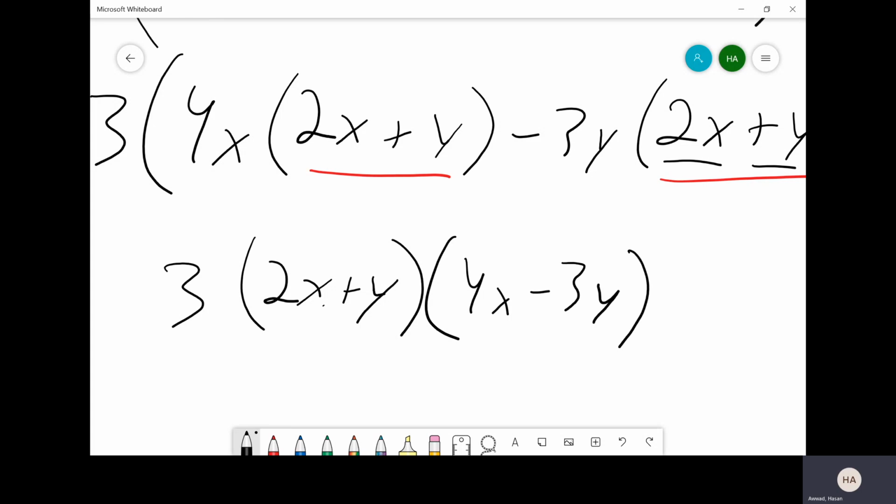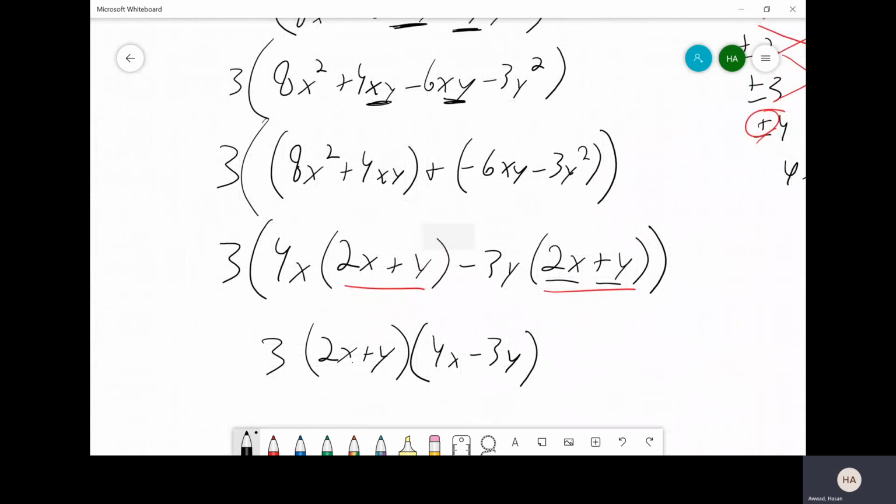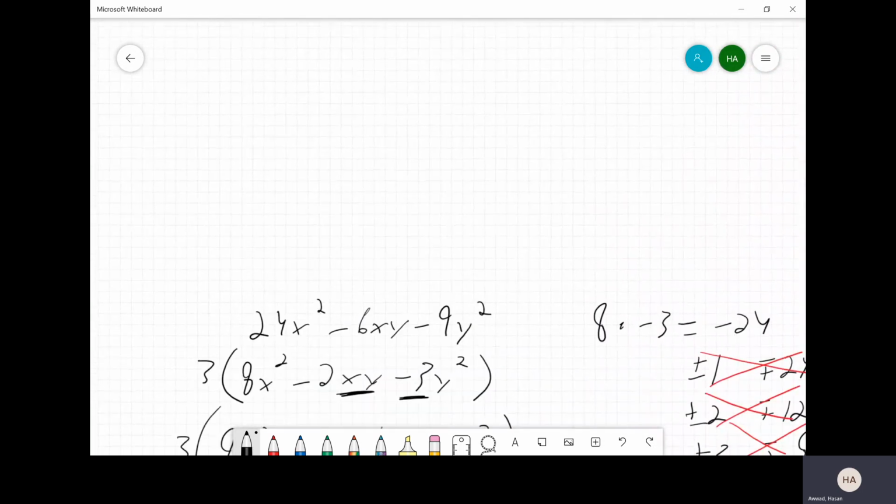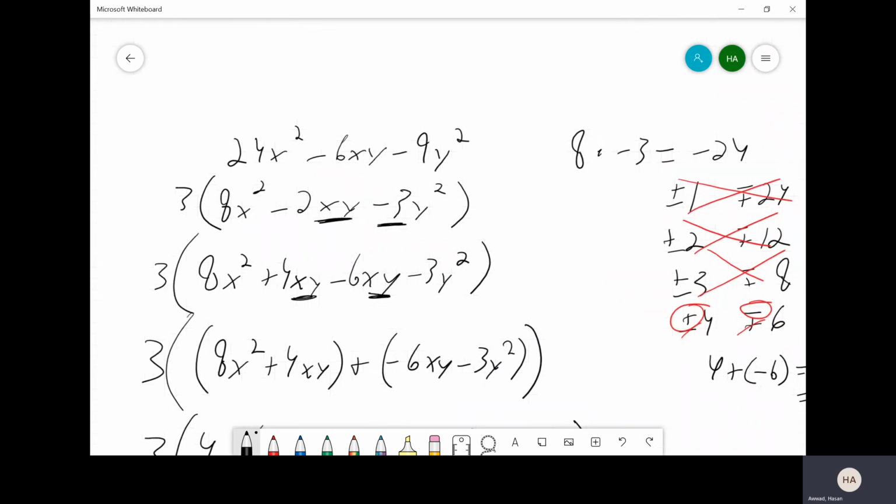Okay, I know that was a lot of steps, and we're going to shrink this so that we can go over it just as a quick recap. So we started with the 24x squared minus 6xy minus 9y squared. The first thing that we did was we looked to see the greatest common factor that we could take out, and in this case, it was just a 3. That was all we could take out, right? So we took the 3 out.